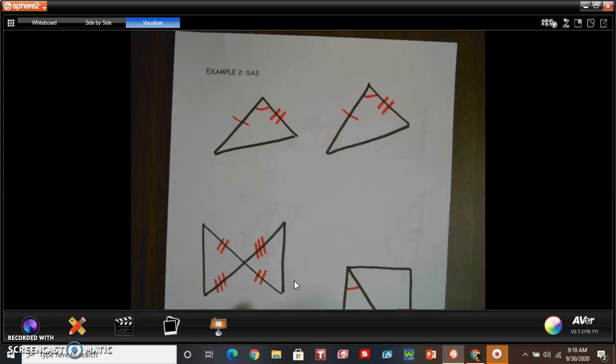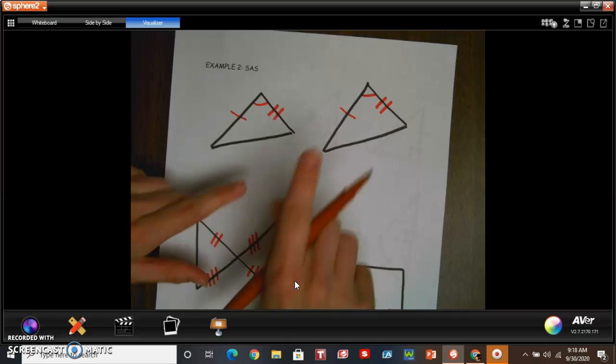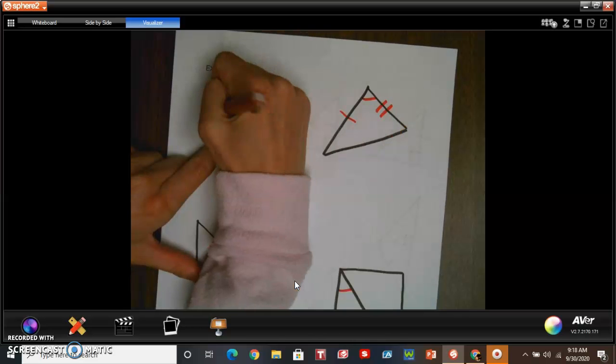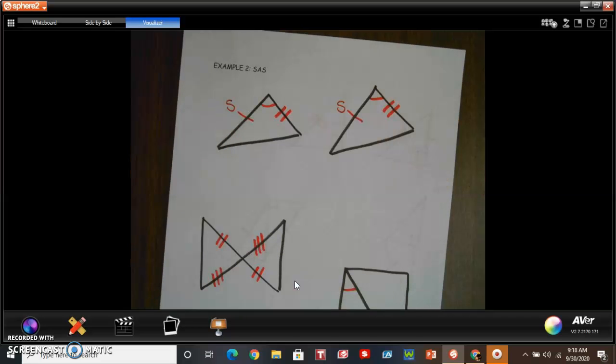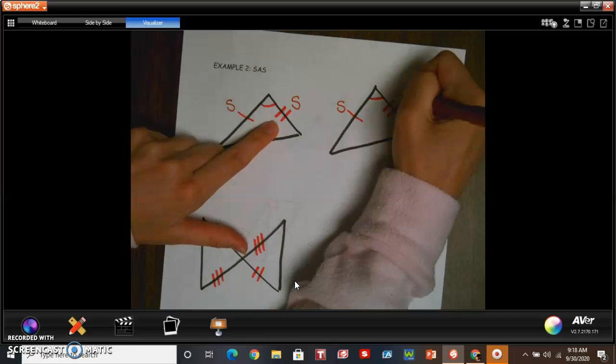That is side, angle, side. This is the one where we're talking about having two sides and an included angle. It has to be the angle in between the two sides. So again, labeling our parts. When we look at our figure here, we have our matching ones, and we're going to label them S. Remember, if they're dash marks, they're S's. Labeling these also as S because they're a matching two.